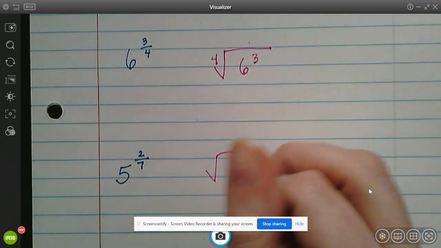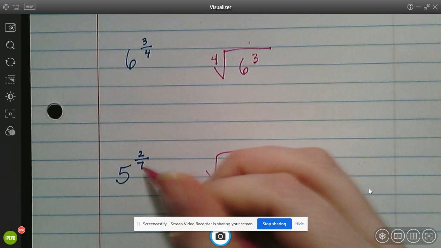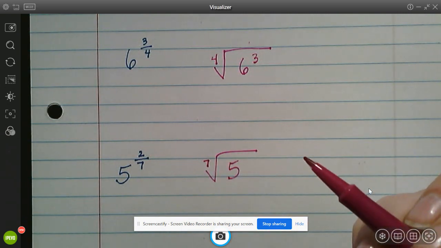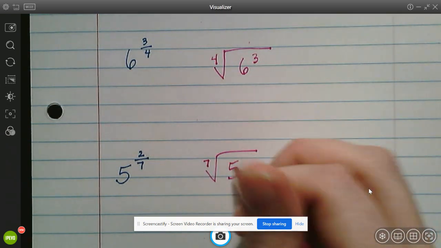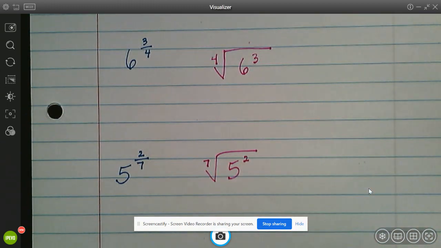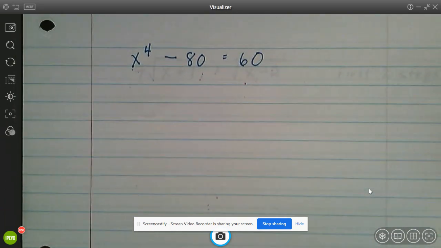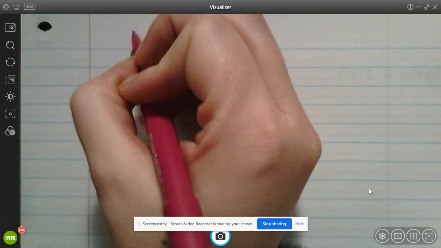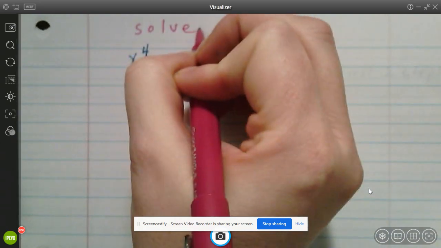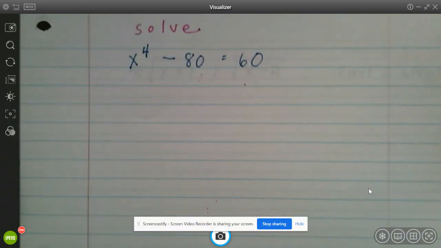We have a radical, and there would be a 5. 7, that's my root. So 7th root of 5, and then 5 is being squared. Okay, so you're definitely going to see one of those on the test. Okay, now we have another solving problem. So this one, we've got to solve.